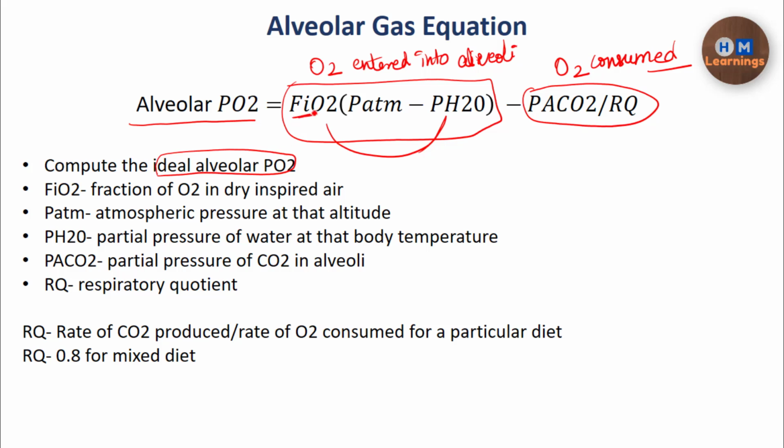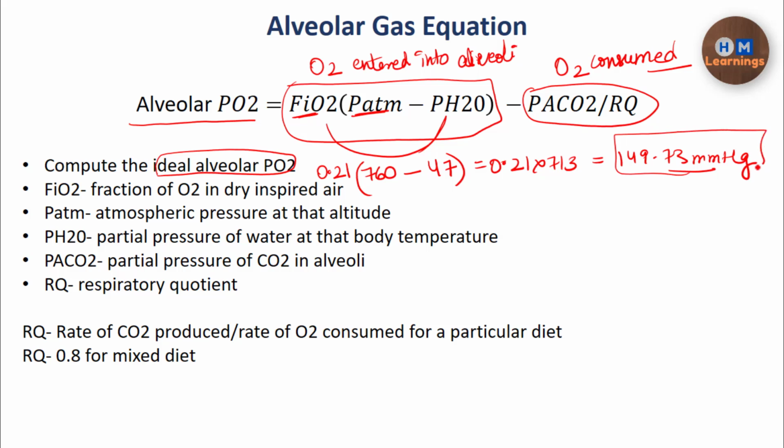So this is how the fraction of inspired dry oxygen is calculated. We know that in dry air, 0.21 is oxygen, and this is the atmospheric pressure at that altitude. At sea level, the atmospheric pressure is 760 mmHg, and if the body temperature is 37 degrees Celsius, the partial pressure of water will be 47. If you multiply 0.21 by 713, you get 149.73, which we saw in the previous slide. This tells you the amount of oxygen which has entered inside the alveoli.